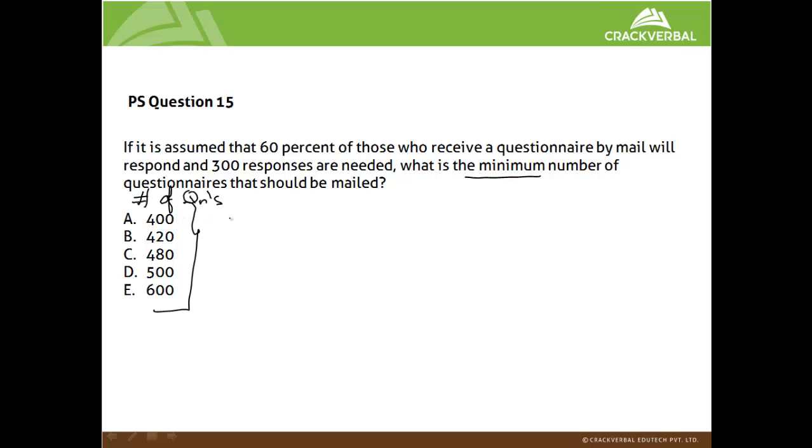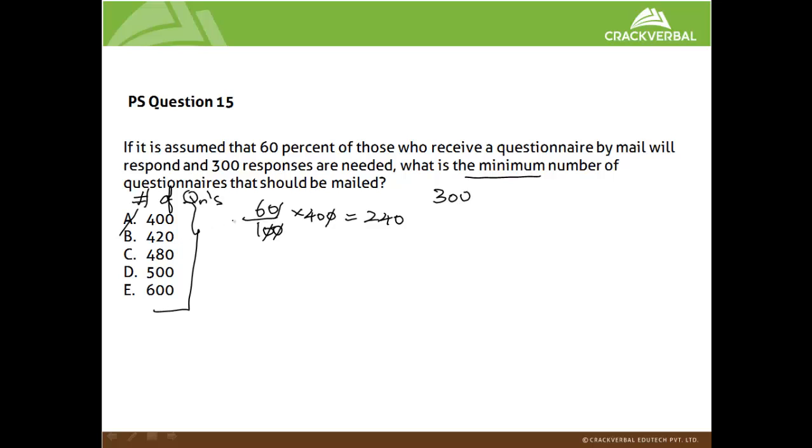Let's say 400 questionnaires are mailed, and out of them 60% respond. So 60% of 400 should be equivalent to 300. That is what our condition should be. So 60% of 400, is it giving you 300? The zeros get cancelled, this zero and this zero. So 6 into 40 gives you 240, which does not match the 300. So eliminate A. Now moving on to the next, 420.